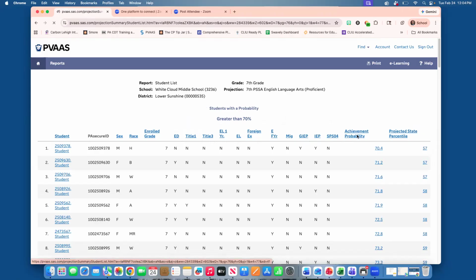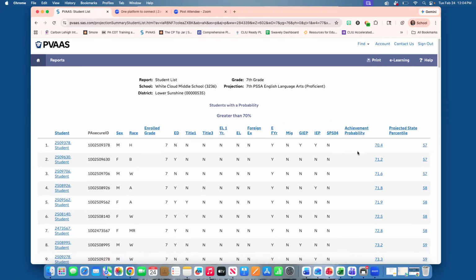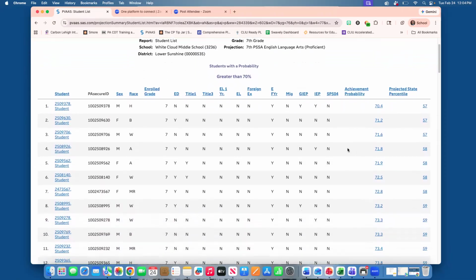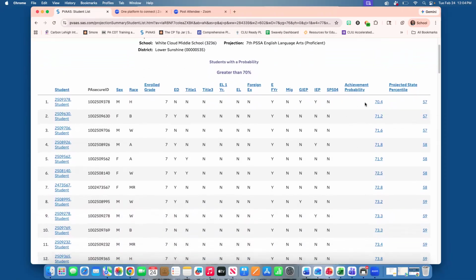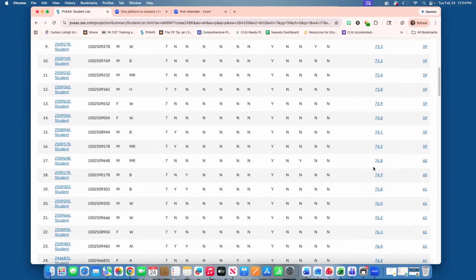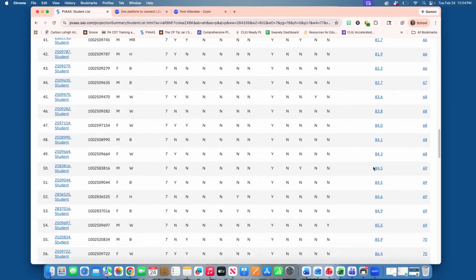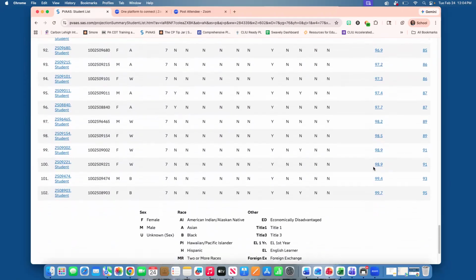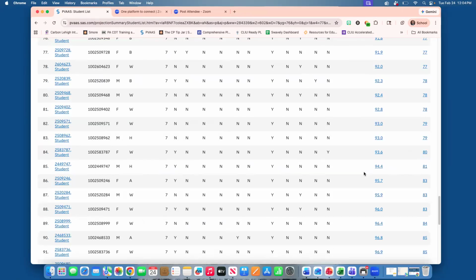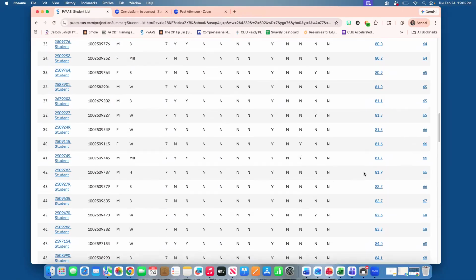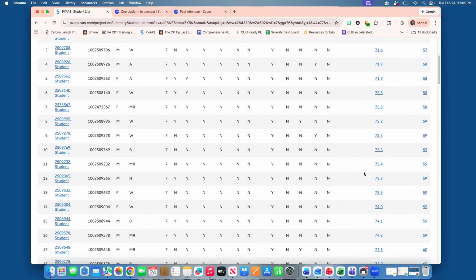And if you click on this, it is going to sort it for you from either highest to lowest or from lowest to highest. And if you scroll all the way down, you're going to see that this student here at the top has a 70% chance of scoring proficient, all the way down to students that have a higher probability of scoring proficient. So this report is a great way for you to look at tiered intervention, what support students may need, and what their projection is for the PSSA or Keystone that is coming up.